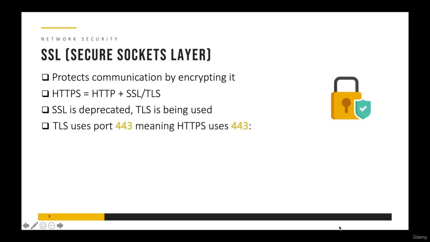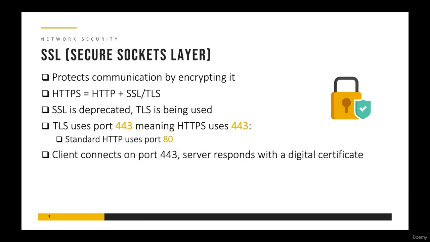TLS always uses port 443. Now basically what this means is that a client is going to connect to the server on port 443. Which basically means HTTPS is using 443 because HTTPS uses TLS. This is in contrast to the HTTP protocol which used port 80. So you should always be using port 443 and HTTPS/TLS whenever you want to communicate.